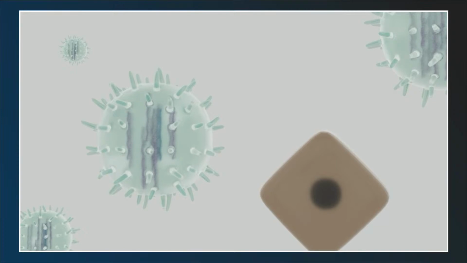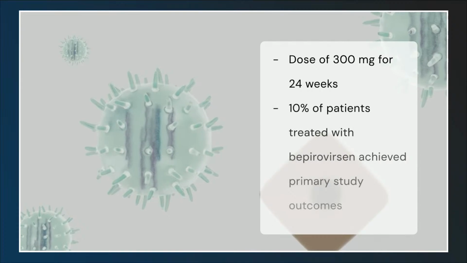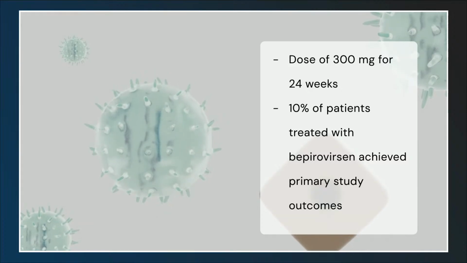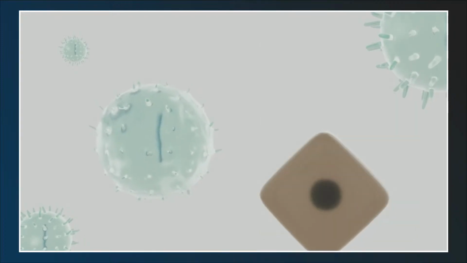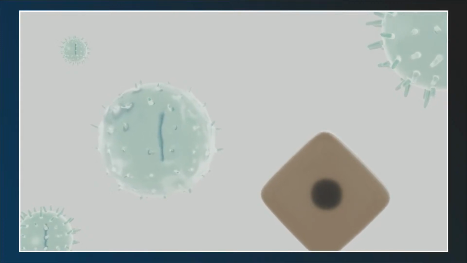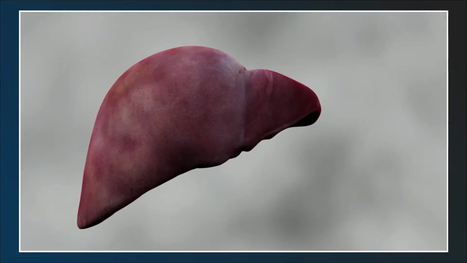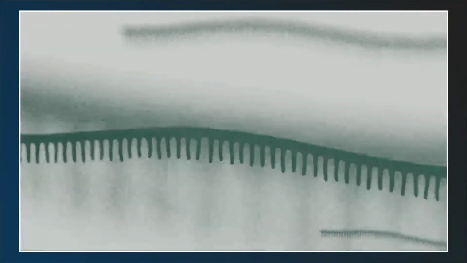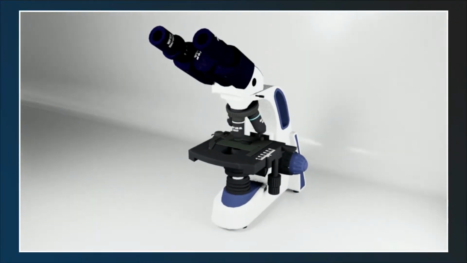Results of a phase 2b trial showed that when giving a dose of 300 milligrams for 24 weeks, around 10% of patients treated with bepirovirsen with or without stable nucleoside or nucleotide analog therapy achieved the primary study outcomes of hepatitis B surface antigen and HBV DNA loss for 24 weeks after the end of treatment. Bepirovirsen is now being studied in phase 3 trials. Suppression of hepatitis B surface antigen and HBV DNA is essential to reduce viral replication, decrease liver inflammation, restore immune function, and prevent the progression of liver disease, ultimately leading to better clinical outcomes and improved patient quality of life. Other antisense oligonucleotides and small interfering RNAs are also being studied for the treatment of HBV infection.